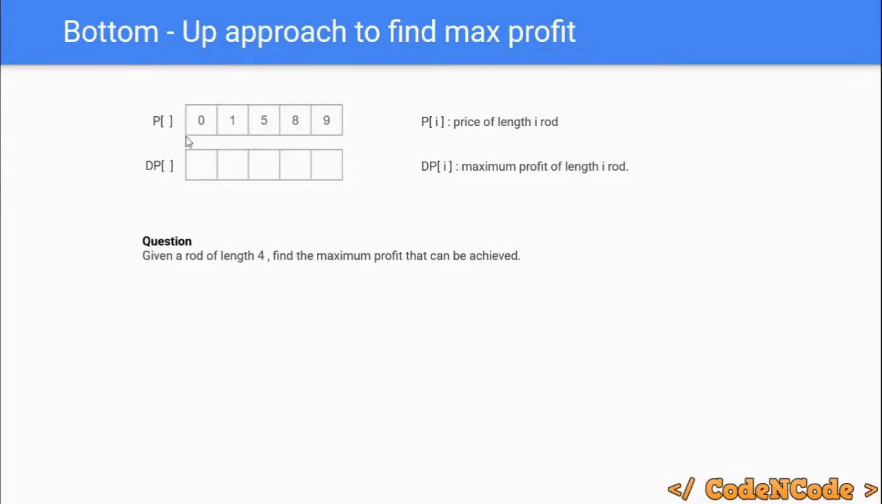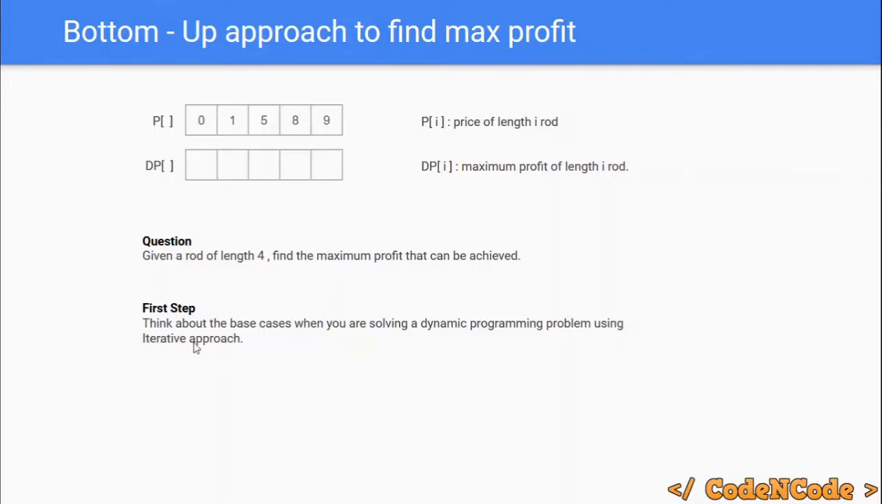So the P array is your price array. It starts from index 0, so the price of length 0 will be 0, of course. This is the price of length 1, 2, 3 and 4. DP of i would store the maximum profit of a length i rod. So if you want to find the solution of n, we would start from the very basic, from the very base case. When you are working with the bottom-up approach, you start from the base case. So we'll start from the base case and then build the solution one by one.